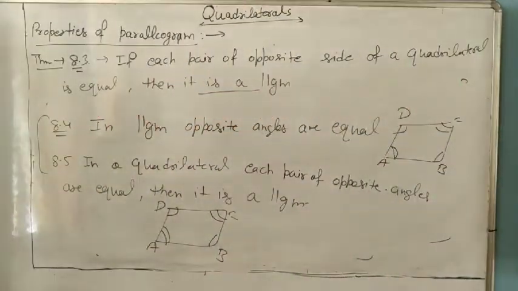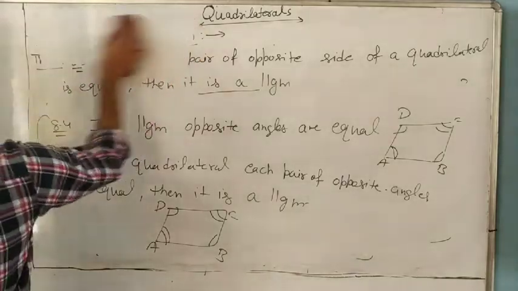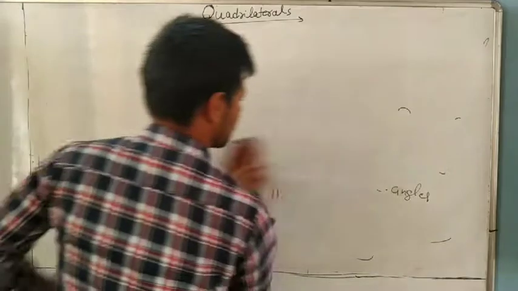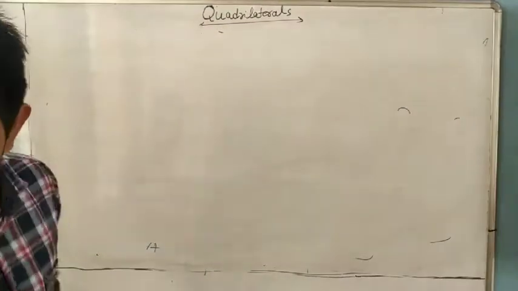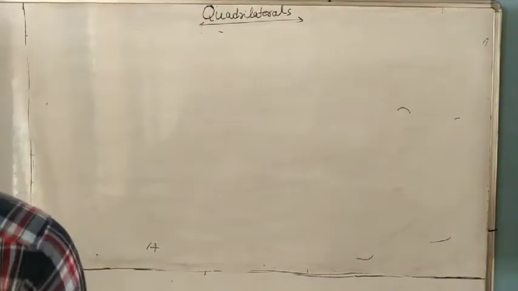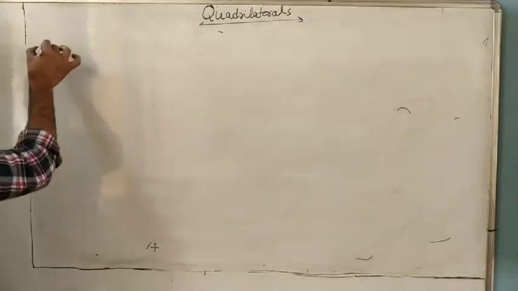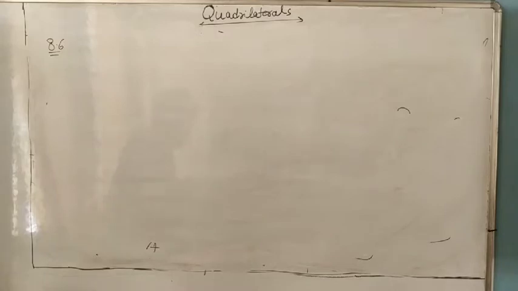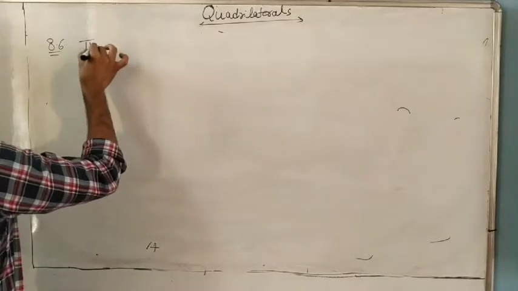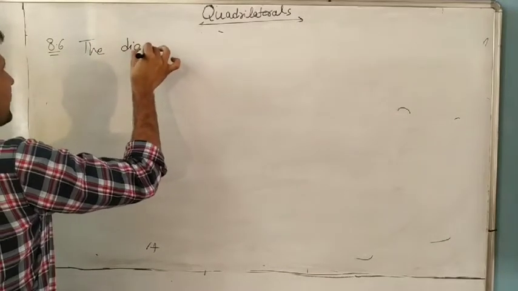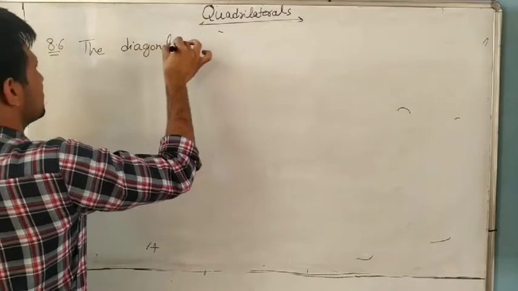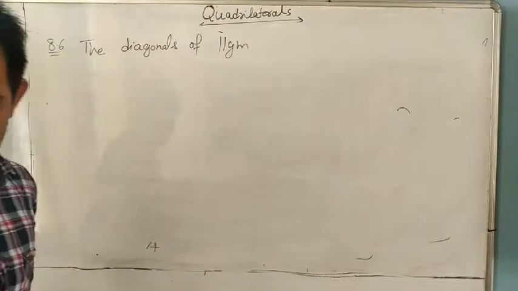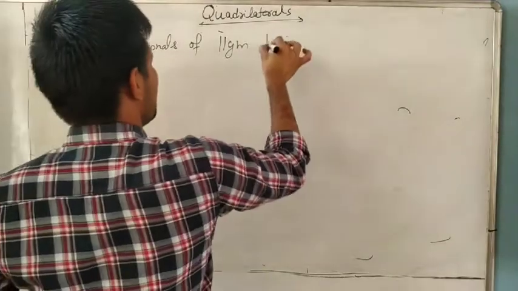Okay, so now note it down also. And next, note down fast, 8.6. These are properties of a parallelogram. The diagonals of a parallelogram bisect each other.